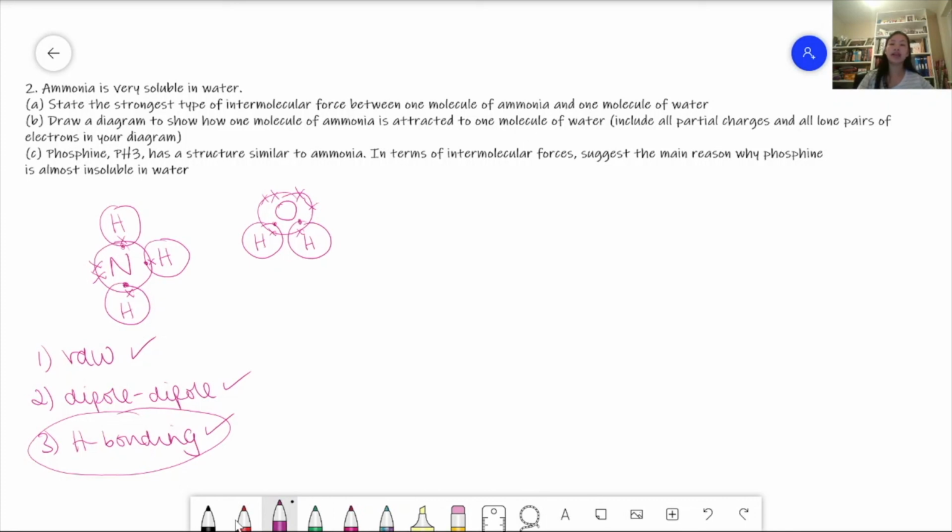So for B, draw a diagram to show how 1 molecule of ammonia is attracted to a molecule of water. So if I draw out the water first, it looks like this, with the 2 lone pairs on the oxygen. So the oxygen is much more electronegative, so we give that the delta negative charge, and the 2 hydrogens have delta positive charges. And then we have the ammonia, which has 1 lone pair on the nitrogen.